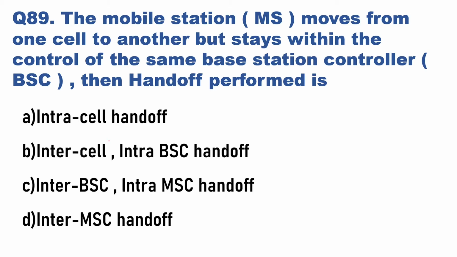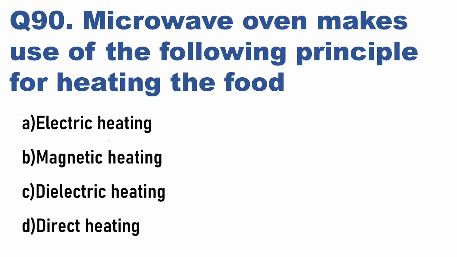So here we see the mobile station MS moves from one cell to another. That means it is inter-cell. And it stays within the control of the same base station controller. So that is intra-BSC. So option B, that is inter-cell intra-BSC handoff, is the right answer. So option B is the right answer here. Then we'll go to the next question.